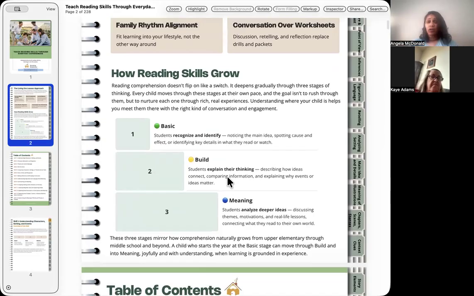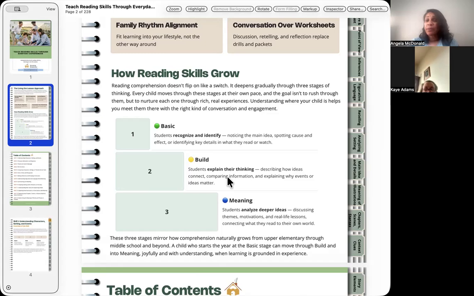So we have three categories. We have basic, we have build, and we have meaning. So this is for reading. Reading skills fall in these three categories. Under basic, if you're doing grade levels, that'll be like third through fifth grade. Students recognize and identify, they notice the main ideas, they spot cause and effect, they identify key details of what they read.